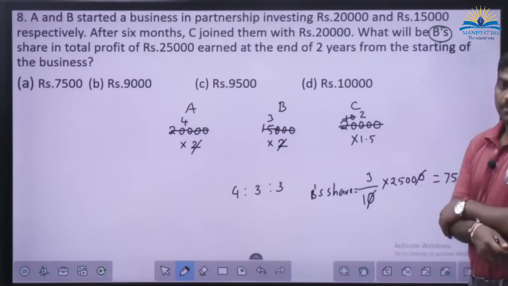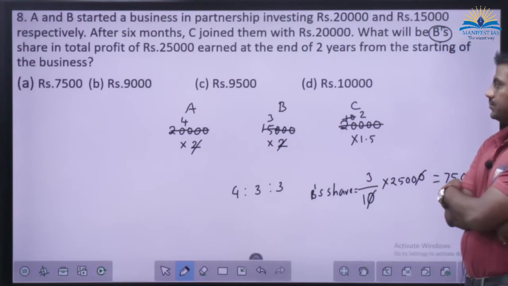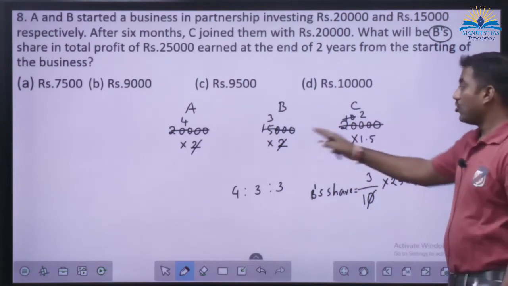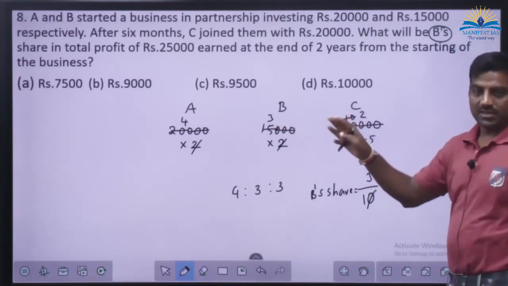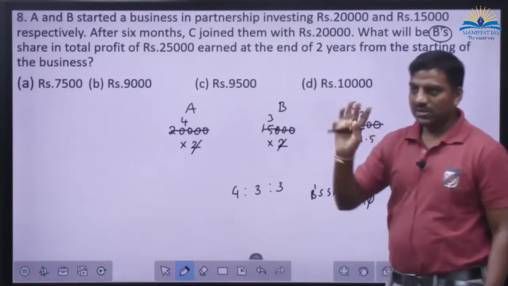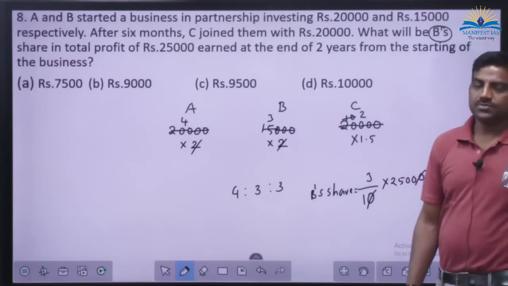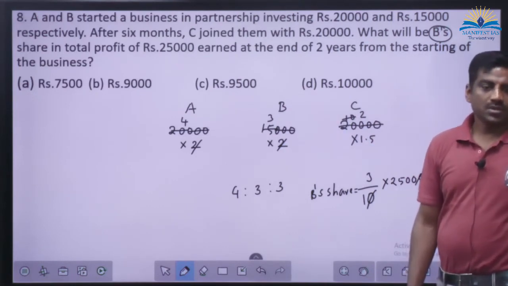Is that fair? Yes. But here you have to be a bit careful while cancelling. Our mindset will be to cancel only 2 terms. That is not correct. You have to take out the common factor out of all 3 terms. Done? Okay.